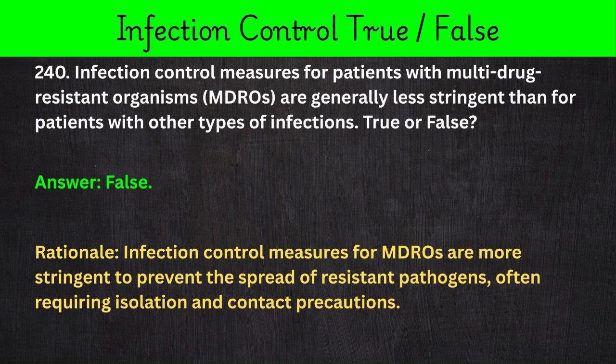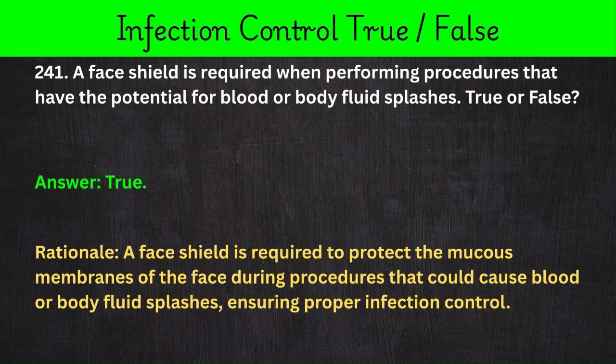True or false? Answer: false. Rationale: infection control measures for MDROs are more stringent to prevent the spread of resistant pathogens, often requiring isolation and contact precautions. 241. A face shield is required when performing procedures that have the potential for blood or body fluid splashes. True or false? Answer: true. Rationale: A face shield is required to protect the mucous membranes of the face during procedures that could cause blood or body fluid splashes, ensuring proper infection control.